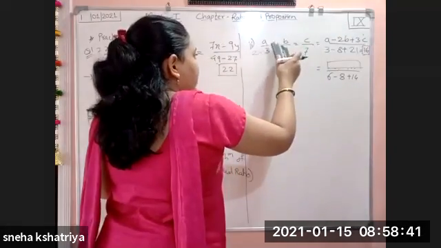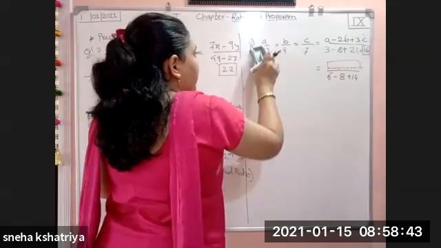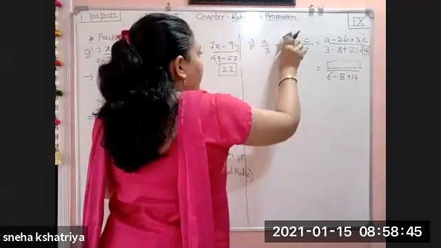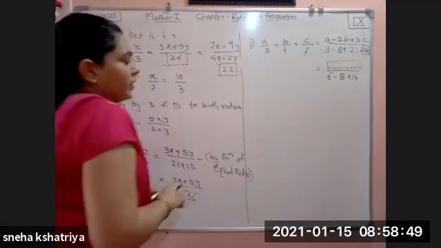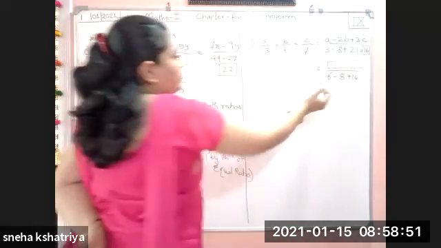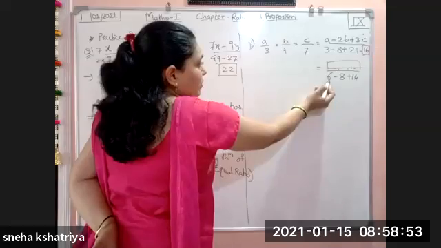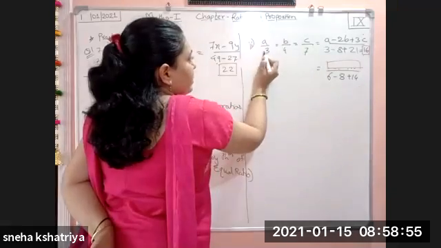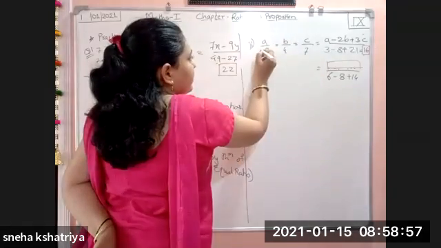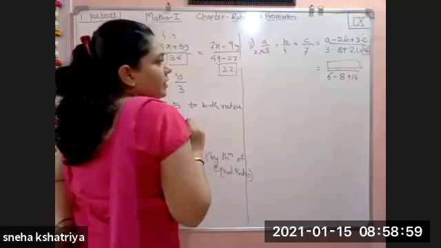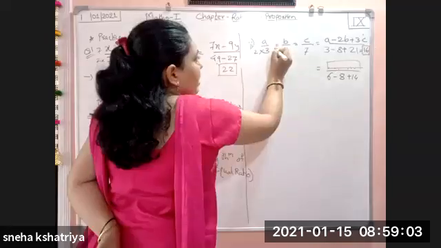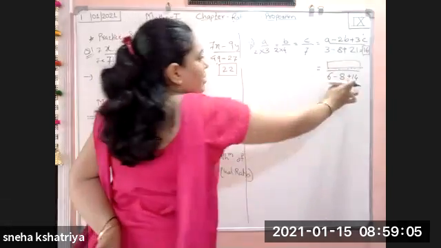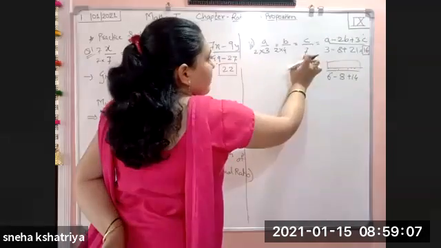Whatever the answer we want, according to that you have to change your method. That is the only thing here. 6 we want. 6 comes in 3's table. How much is it? 2, right? 8 comes in 4's table. How much is it? Again 2. 7 14 comes in 7's table.